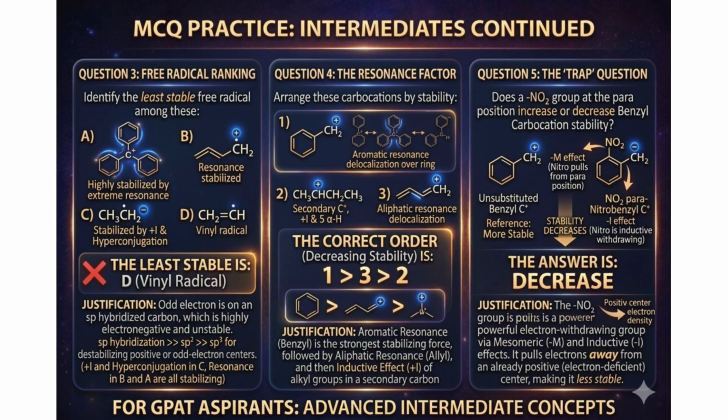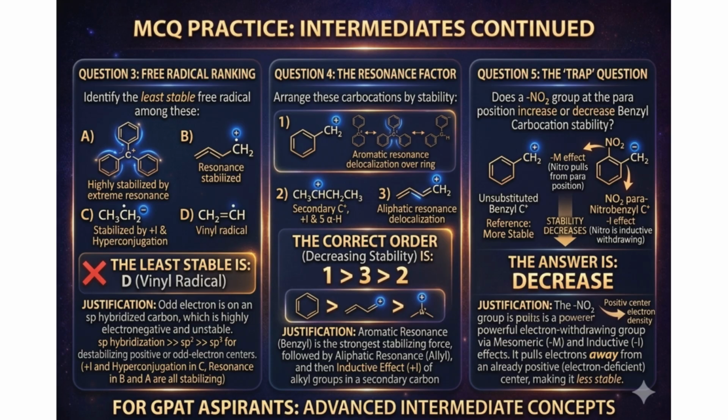Question 4. The resonance factor. Arrange these carbocations shown in the image in order of decreasing stability. The order is 1 is greater than 3, which is greater than 2. Here's the breakdown. Aromatic resonance in the benzyl group is the most powerful stabilizer because the charge is shared across the entire ring. Aliphatic resonance in the allyl group is next. The secondary butyl carbocation comes last because it relies only on the weaker inductive effect and hyperconjugation. Remember, resonance always wins.